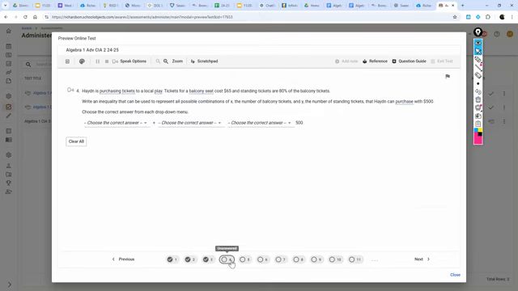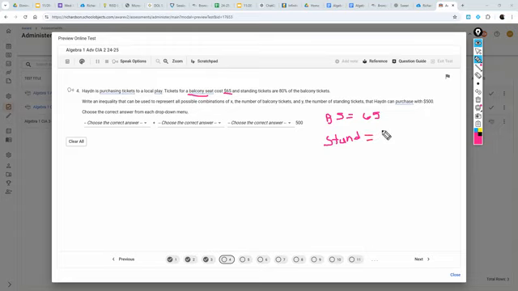Number 4. Hayden is purchasing tickets to a local play. Tickets for the balcony cost $65 and standing tickets are 80% off balcony seats. So balcony seats, I see here, cost $65. So I'm going to put BS for balcony seats, and we know that's $65. Okay. Standing tickets, ooh, standing. That's no fun. I'm just going to put stand because drawing on a computer is not as easy as it looks, is 80% off the balcony tickets.